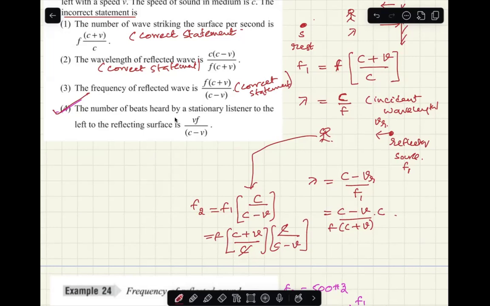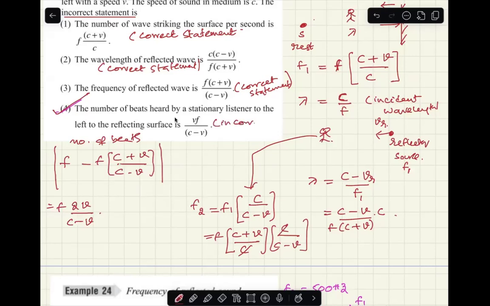Number of beats heard by a stationary listener to the left, very simple. I am hearing F from one side and F into c plus v by c minus v from the other side. That is the difference of frequencies, the number of beats. Take F common out: c plus v minus c minus v, which is nothing but 2v by c minus v. These are the number of beats heard. This is an incorrect statement, because the number of beats heard is this. Any doubt?